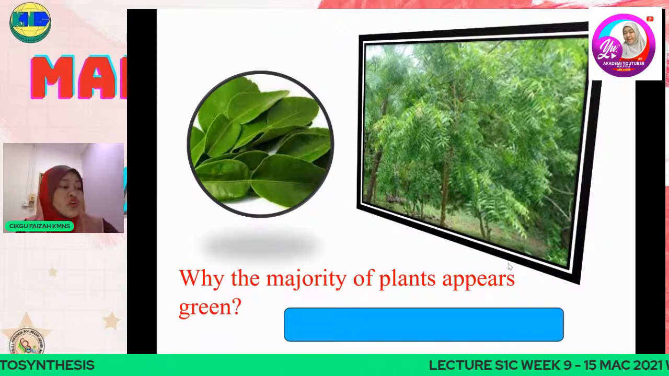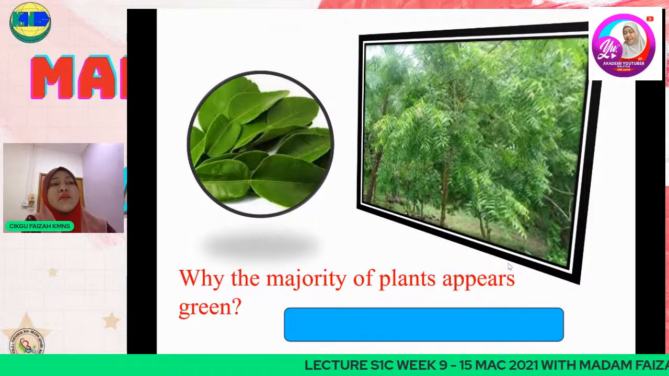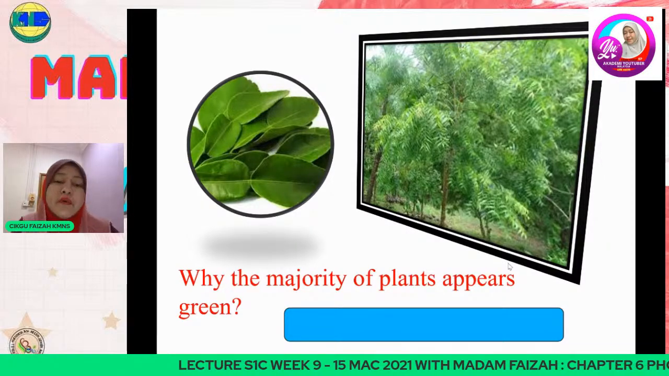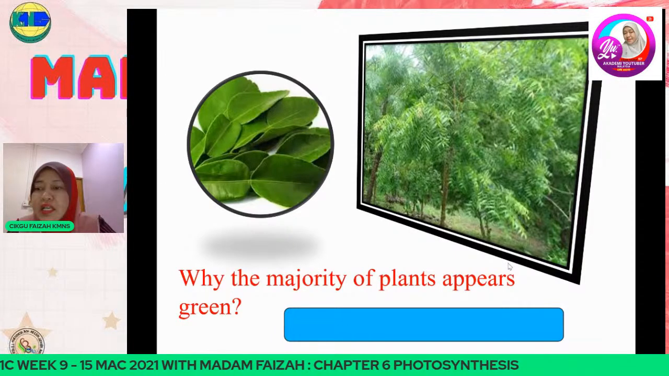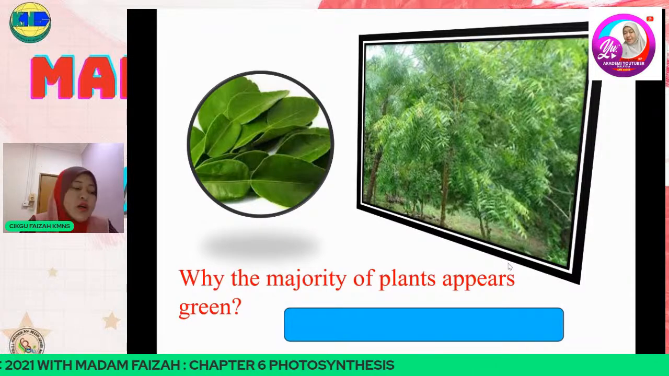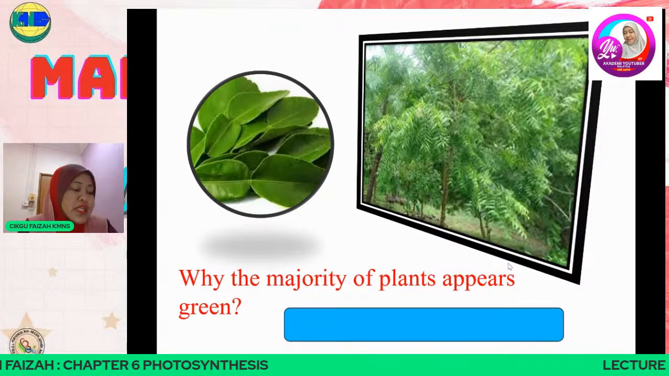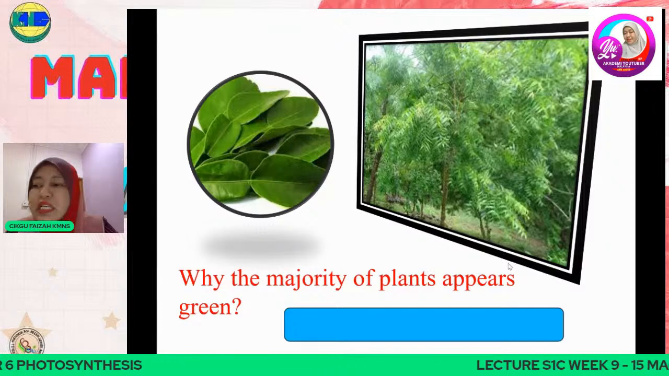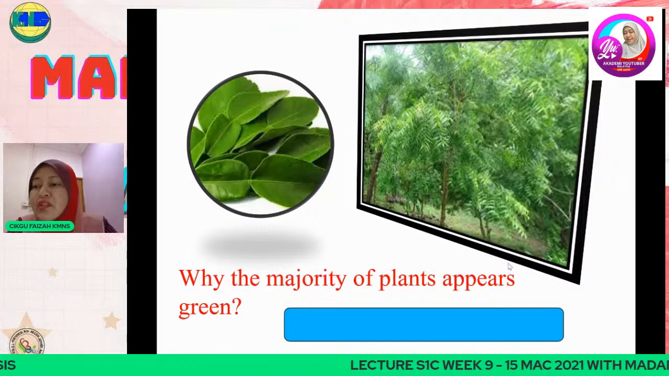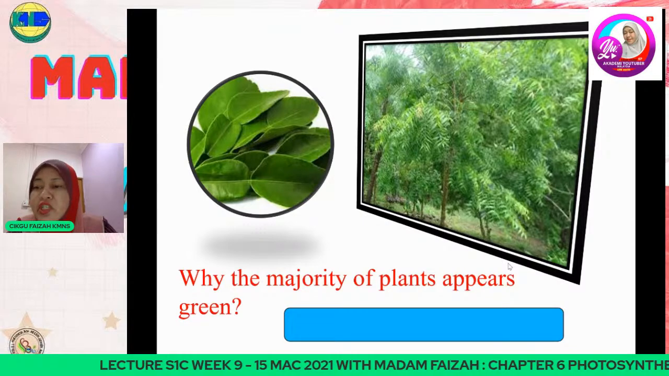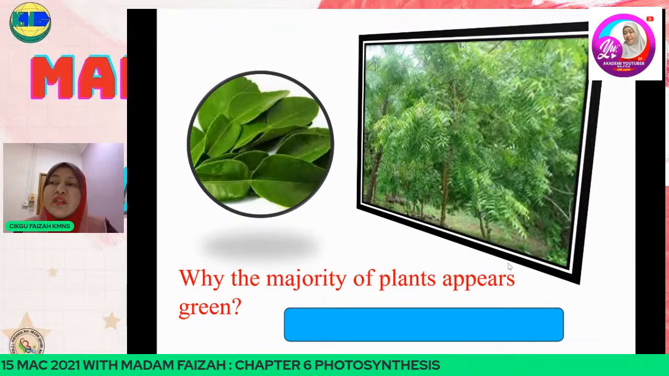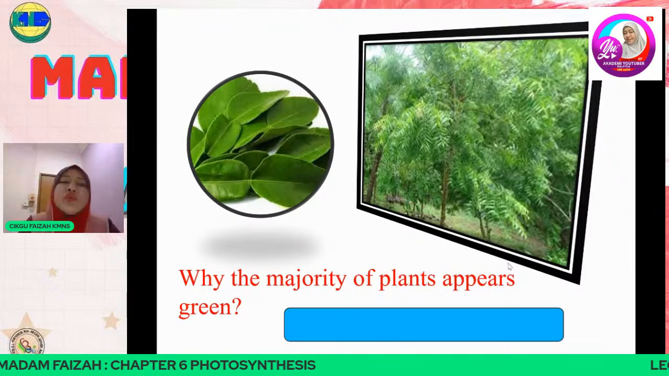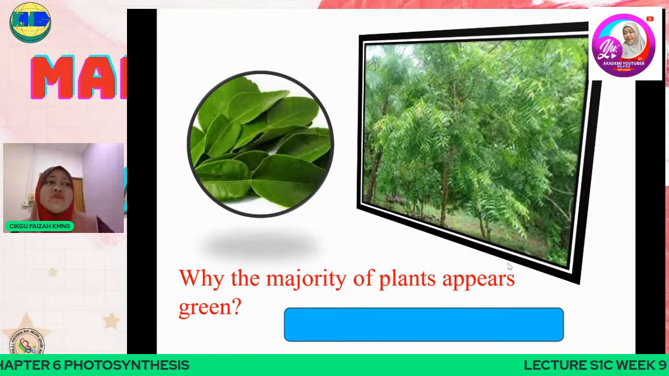If you still remember the chromatography paper, when you separate the photosynthetic pigments, dia tak ada pun warna hijau kan? Dia tak sebut pun warna hijau, dia akan sebut apa? Yellow green, blue green. Okay, Nurin kata due to the presence of chlorophyll. Most of you mention chlorophyll. Do you really know the structure of chlorophyll?